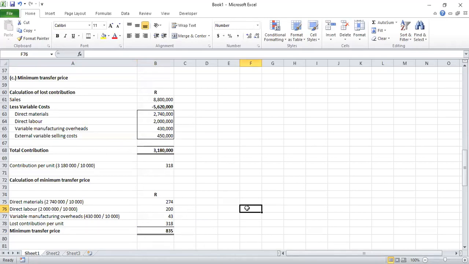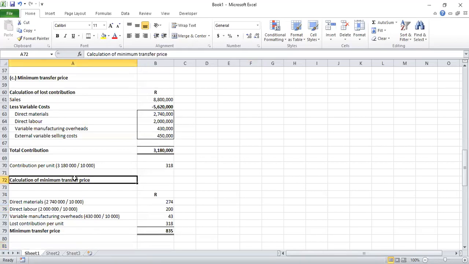Right. Also, I thought about something. If there are specific fixed costs, let's say, which were not being incurred externally, but that will now be incurred if we have to transfer internally, we can also include them. So normally fixed costs, we don't include them. But if they are what you call specific fixed costs, then they can be taken into account. But in this case, we don't, and usually they don't give you those ones in your examinations.